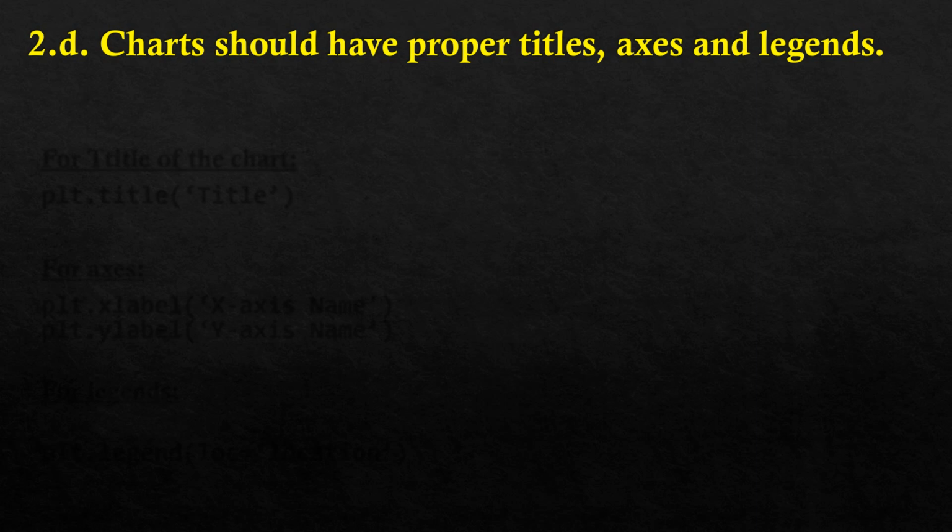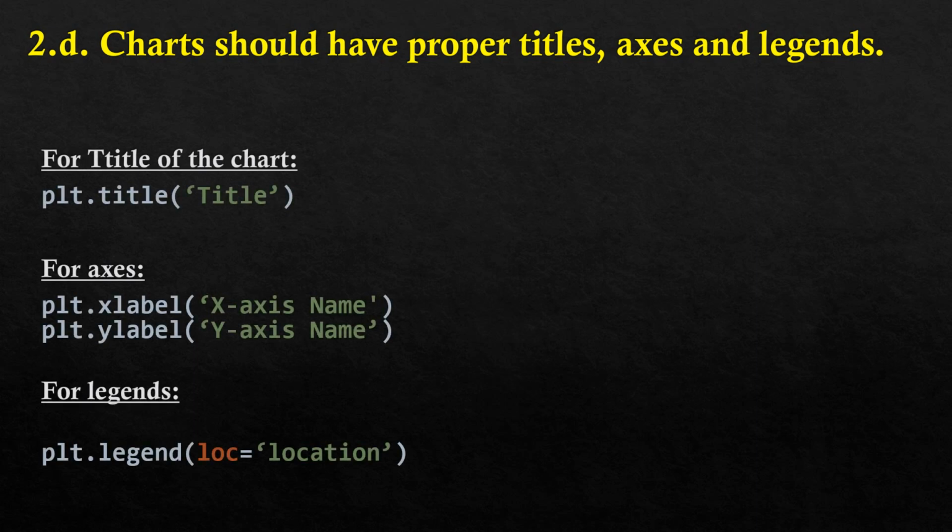The last question says that the chart should have proper titles, axes, and legends. That we have already given in all the charts. So to give the title of a chart, we can use the method plt.title. Within that, you can write a suitable title for the chart. Next, for labeling of the axes, you can use the method plt.xlabel. Within that, you can pass the x-axis name. Similarly, plt.ylabel, where you can pass the y-axis name. And for legends, you have to use the method plt.legend, where it will take one parameter as loc, and here you have to pass the location as upper left or upper right, and whatever, like that you can put the location.